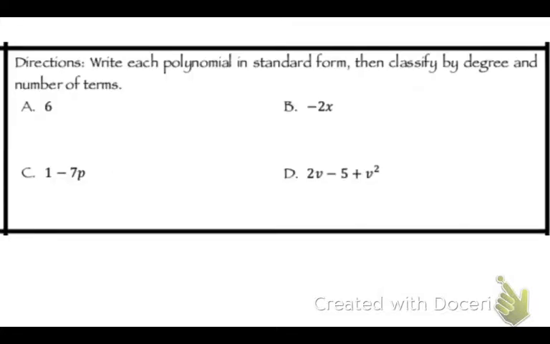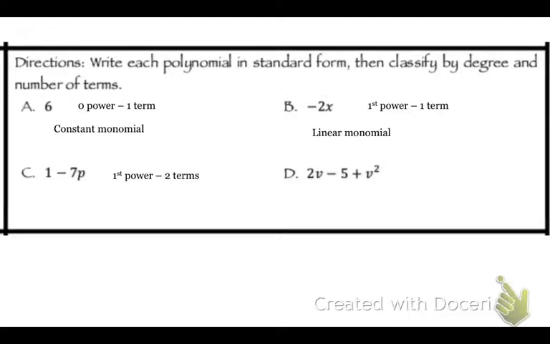Okay? So I want to write each in standard form and then classify by degree and number of terms. So this is a 0 degree polynomial, or 0 power, and there's one term. So that's a constant monomial. This one, that's raised to the first power, and there's one term. So that's a linear monomial. And then I forgot to do something on these ones, so I'm going to put the answers up real quick.